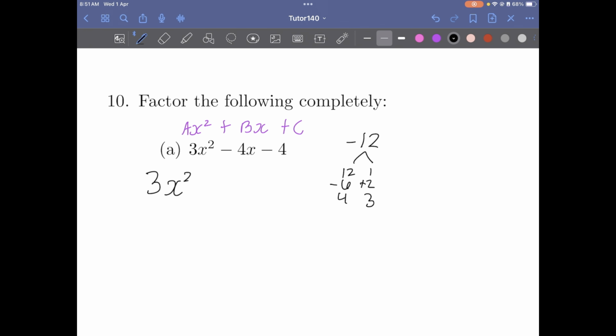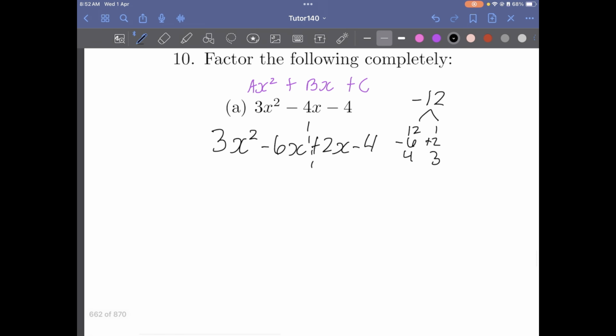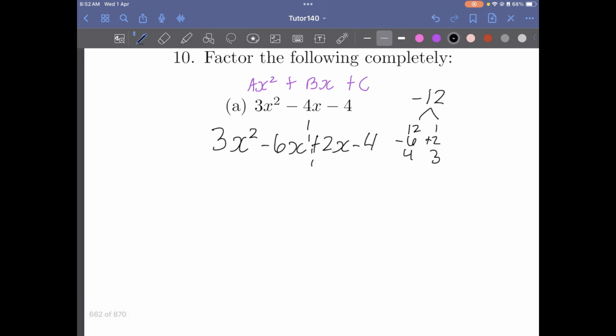So now we just set it up. So 3x squared minus 6x plus 2x minus 4. And we're going to split it down the middle and factor out the highest factors, right? So common in this side is 3x. So we're going to factor out the 3x. And we're left with x minus 2, right?